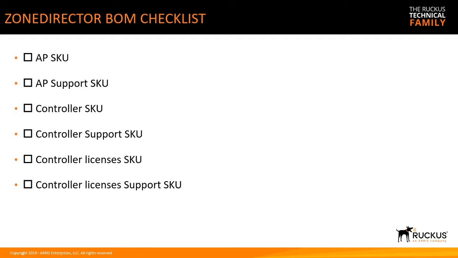In order to build a ZoneDirector bill of materials, we need the AP SKUs and, optionally, support on those APs. We need the controller SKU, support on the controller, and then we need licenses like AP licenses and support on those licenses. Those are the pieces we need to build a bill of materials for ZoneDirector.